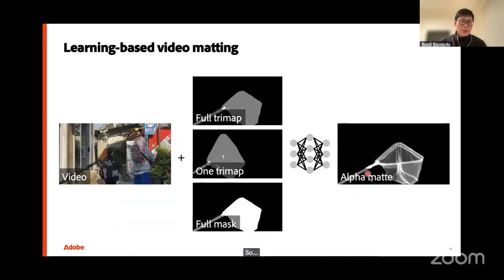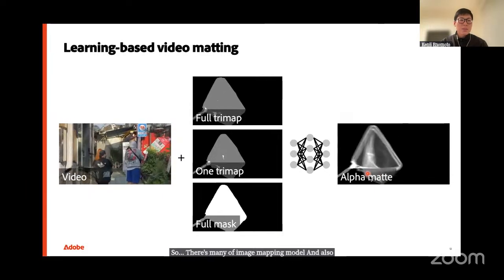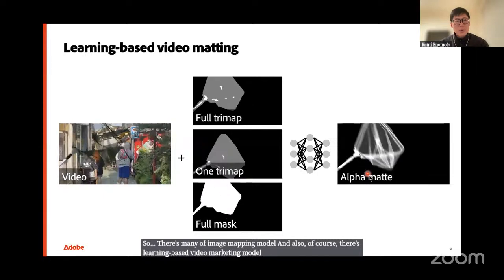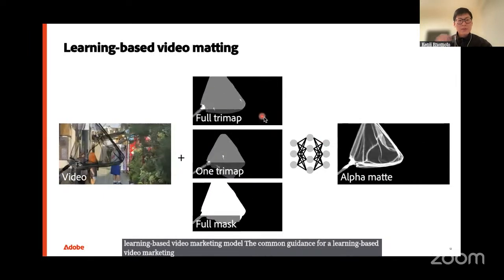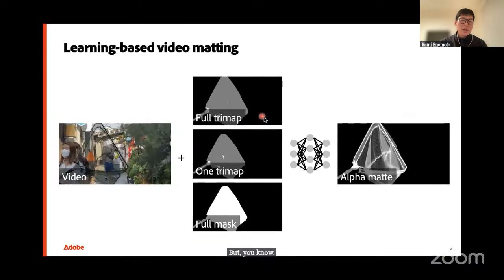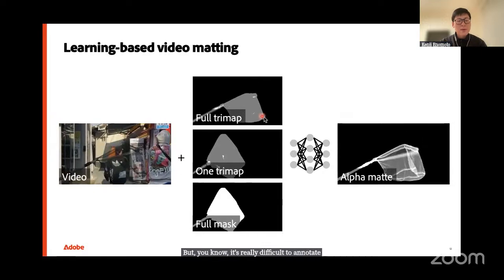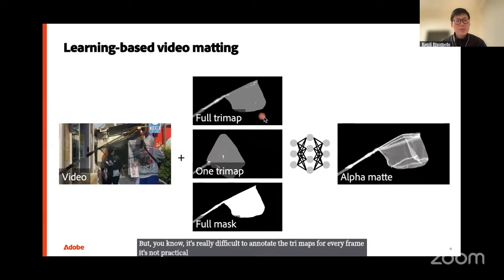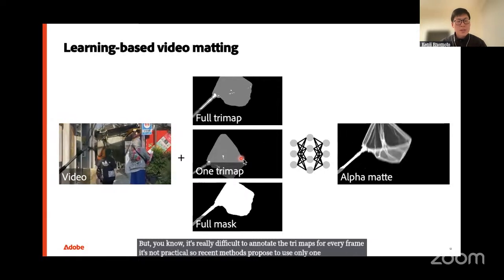There are many image matting models, and of course there are also learning-based video matting models. The common guidance for a learning-based video matting is a trimap for every frame. But it's really difficult to annotate the trimaps for every frame. It's not practical.